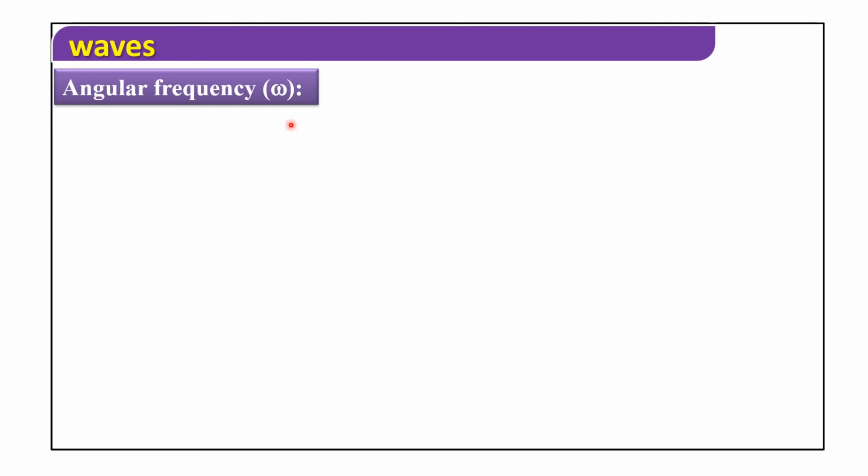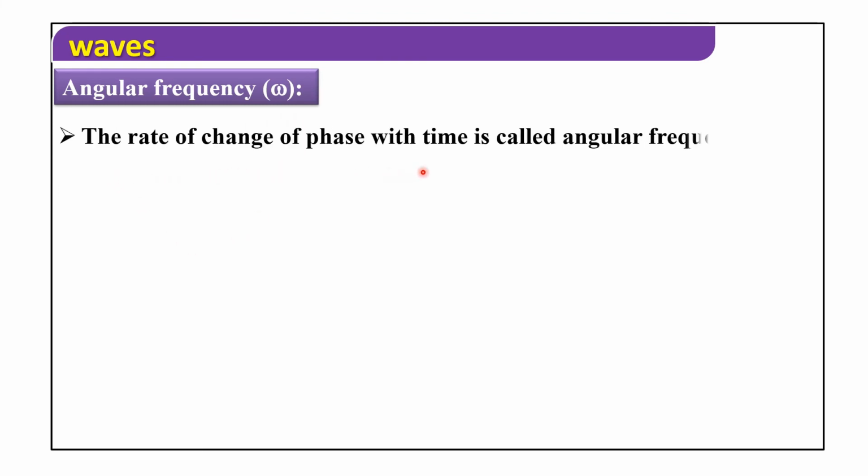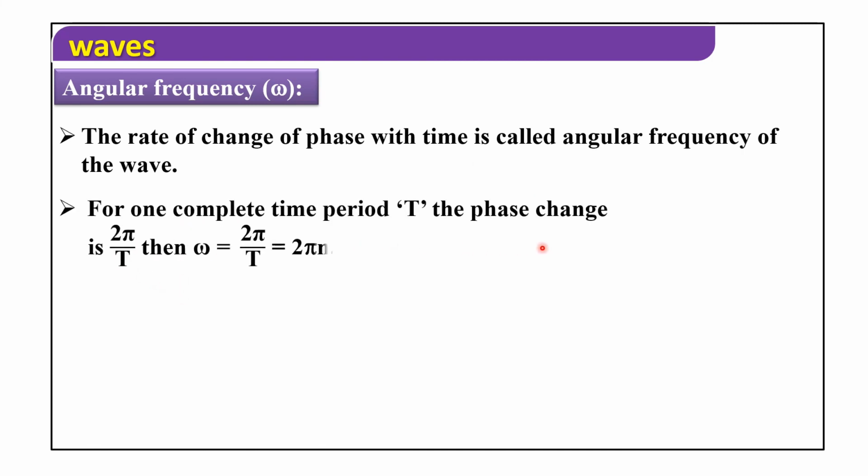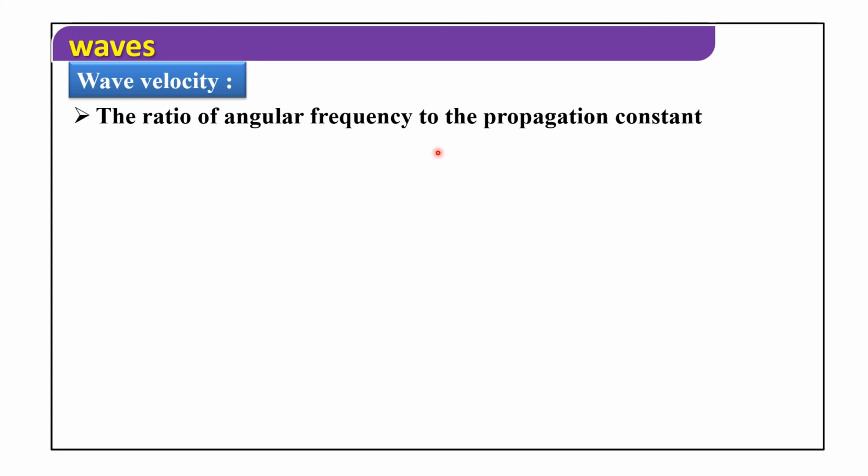Angular frequency, omega. The rate of change of phase with time is called angular frequency of the wave. For one complete time period T, the phase change is 2 pi. Then omega is equal to 2 pi by T, that is equal to 2 pi n. So, units are radians per second or radians second inverse. Next, wave velocity. The ratio of angular frequency to the propagation constant, that is v is equal to omega by k or lambda into 1 by T. So, v is equal to n lambda. Units are meters per second.